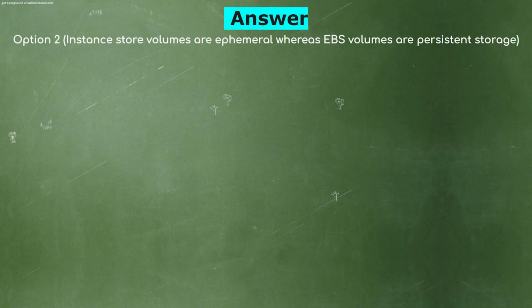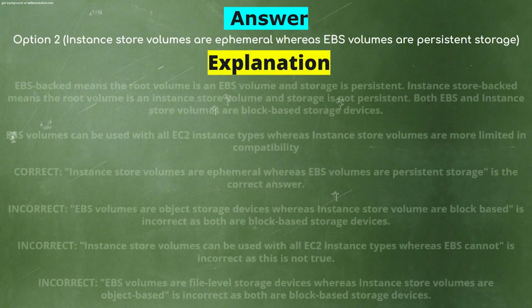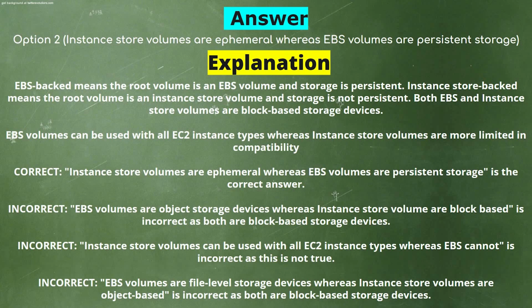Instance store volumes are ephemeral, whereas EBS volumes are persistent storage. Explanation. EBS backed means the root volume is an EBS volume and storage is persistent. Instance store backed means the root volume is an instance store volume and storage is not persistent. Both EBS and instance store volumes are block-based storage devices. EBS volumes can be used with all EC2 instance types, whereas instance store volumes are more limited in compatibility. Instance store volumes are ephemeral, whereas EBS volumes are persistent storage is the correct answer.